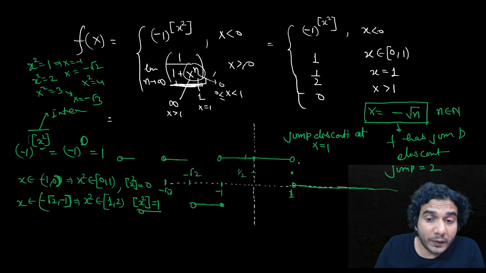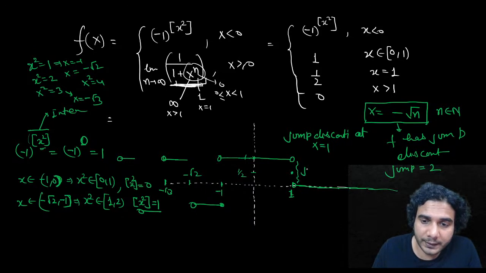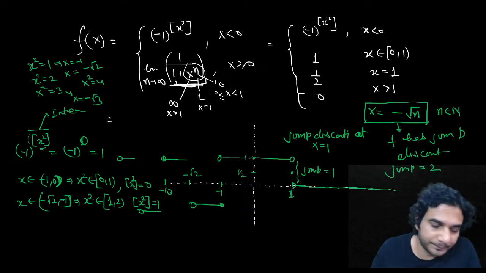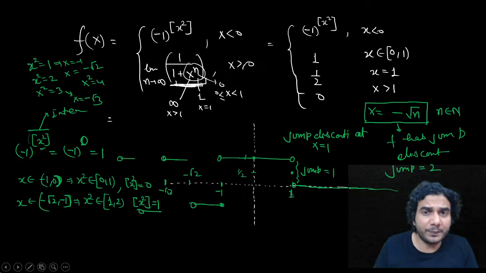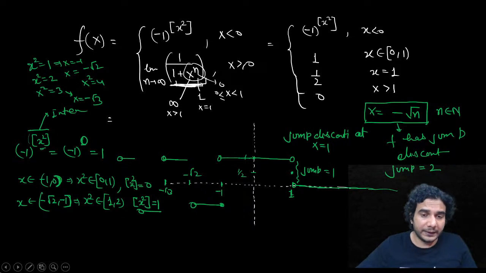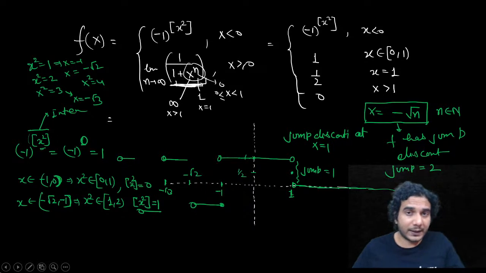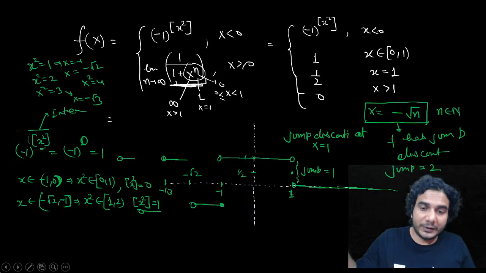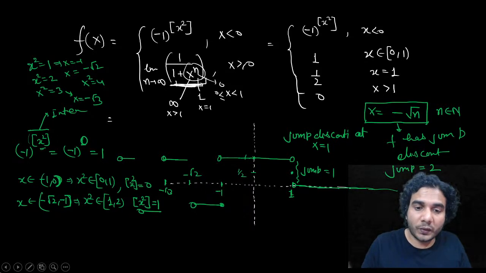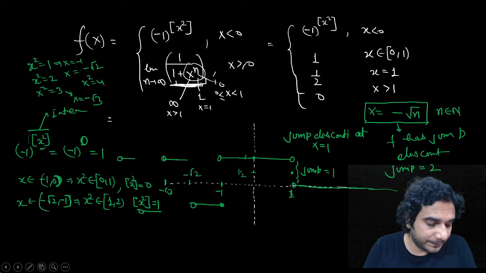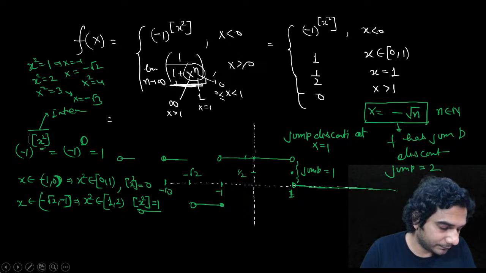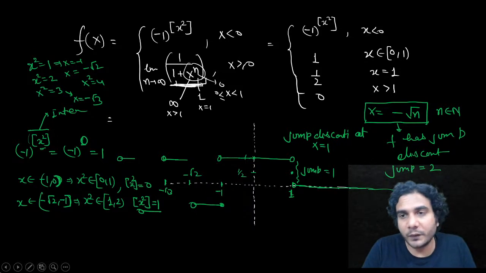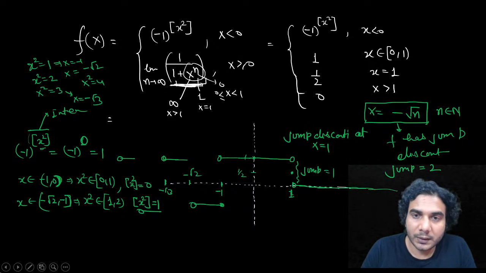But at x is equal to 1, the jump value is 1. Here the jump value is 1. So it has jump discontinuities wherever it has discontinuity. But the jump value is 1 at x is equal to 1. And for the rest of the points, which are actually minus under root of n, yeah, that's an advanced level question. Yes, you must have seen that.